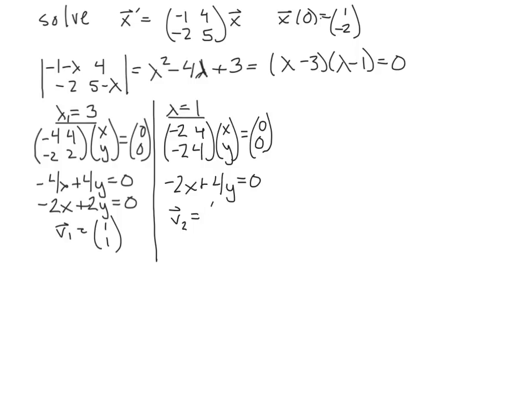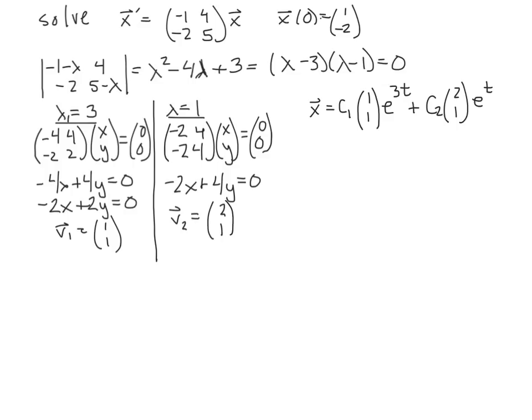So the second eigenvector looks like if I choose 2, 1, that'll work, because 2 times negative 2 is 4. Yep, I think that'll work. Okay, so that's my second vector. All right, so my general solution then looks like C1 times V1, which is 1, 1, times e to the lambda 1, which is 3, times t, plus C2 times V2, which is 2, 1, times e to the lambda 2, which was 1, times t. All right, so there's the general solution.